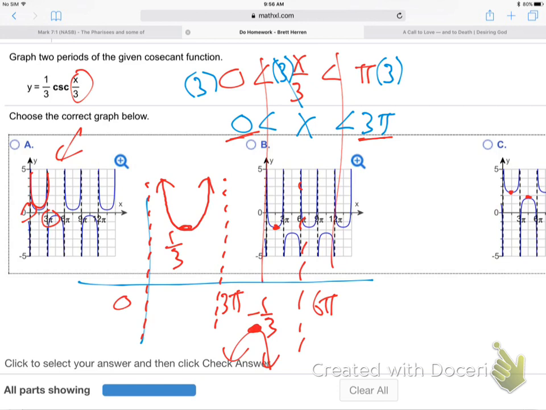Everybody see that? That okay? Be able to do that in the homework and the multiple choice test. All right, let's move on.